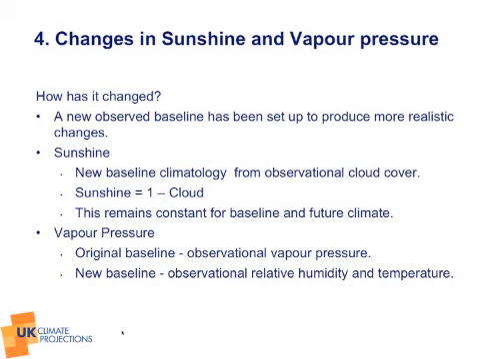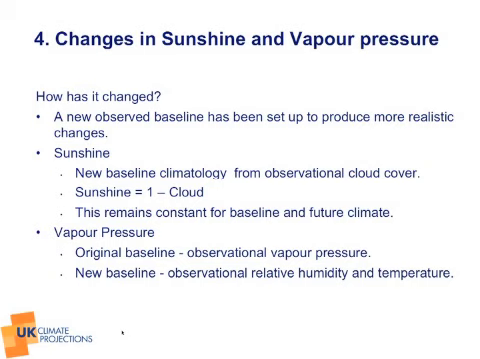Last year, users noted that outputs from the weather generator showed inconsistent changes in future sunshine hours when compared to changes in future cloud cover. It was also discovered that there was a related issue with vapor pressure, although the effects here were smaller. It's important to note that these issues are not to do with the probabilistic data or the original version of the weather generator. They're due to the choice of the observed baseline climatology used to make the change factors.